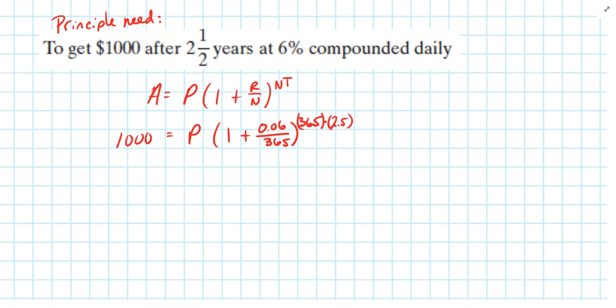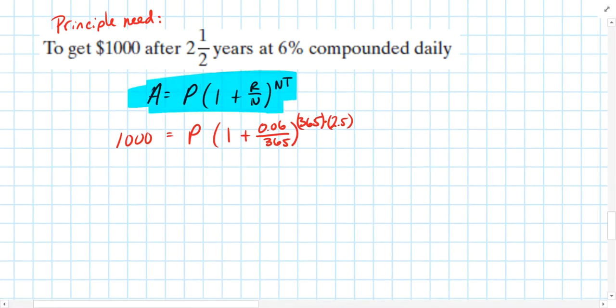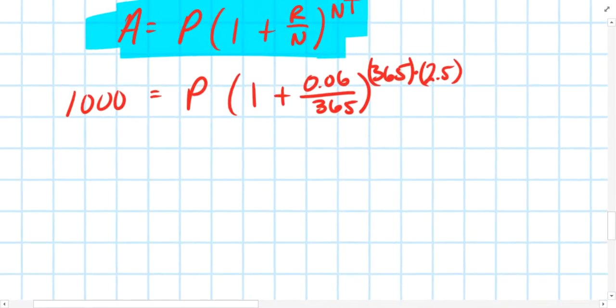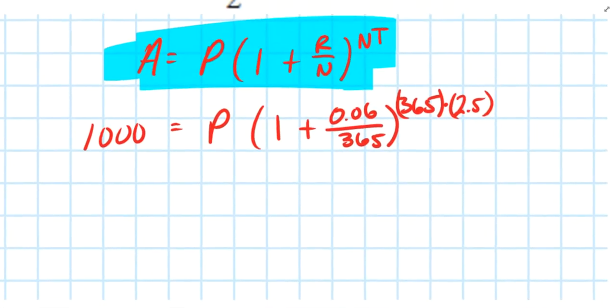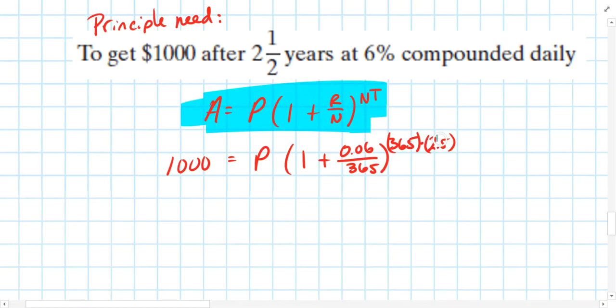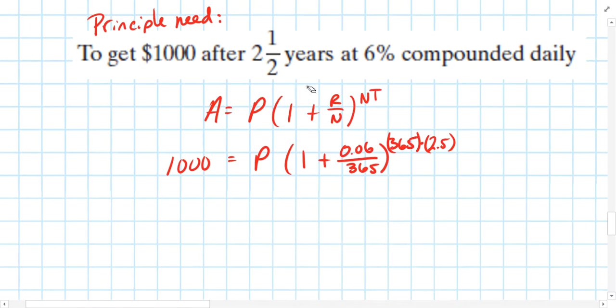Here's the setup that I would use. Again, our formula was written this way, without function notation this time. And we knew the ending amount is $1,000. We knew our rate, we knew the number of compounds per year, and we knew the amount of time in years that the investment would be left alone. So all we need to do now is solve for P.